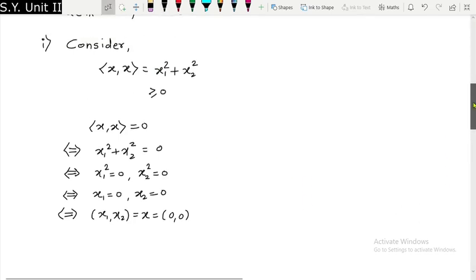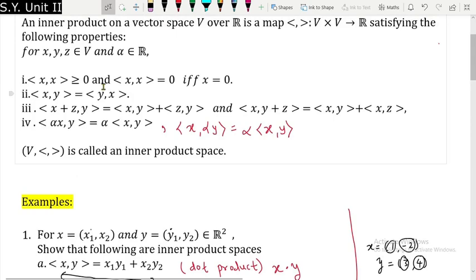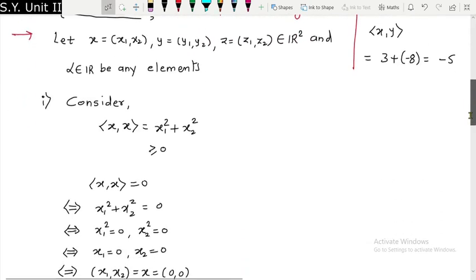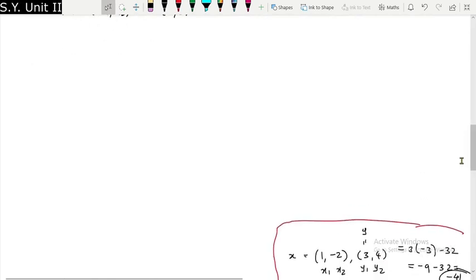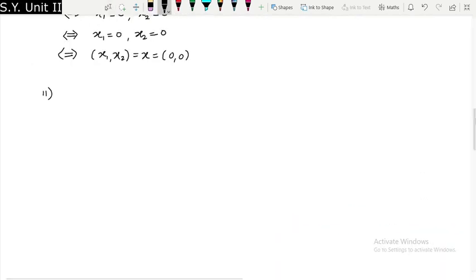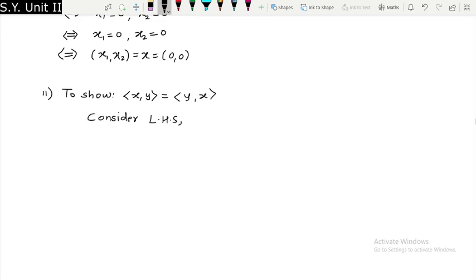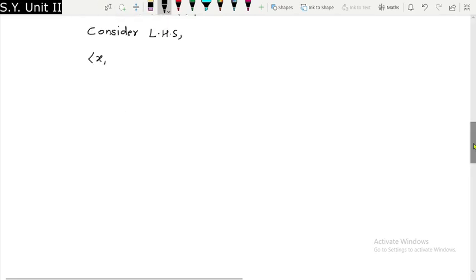Now we will go for the second property. Observe what is the second property. We have to prove that inner product of x with y is equal to inner product of y with x. So second, to show inner product of x with y is equal to inner product of y with x. So I'll consider LHS, that is inner product of x with y. So inner product of x with y is equal to x1 y1 plus x2 y2. See how it is defined.